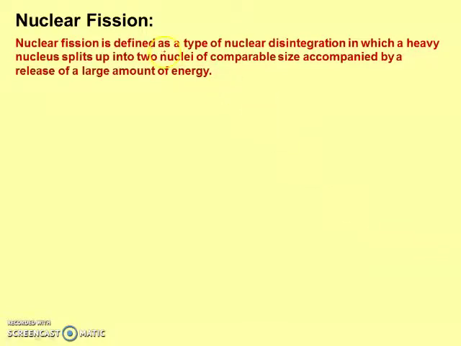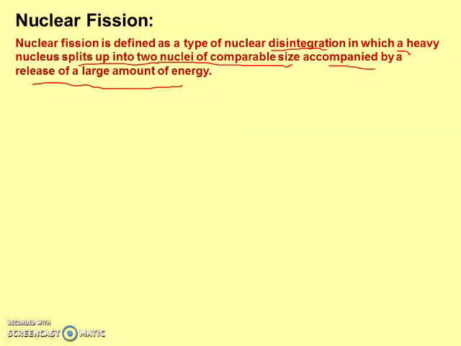Nuclear fission is defined as a type of nuclear disintegration in which a heavy nucleus splits into two light nuclei of comparable size, accompanied by the release of a large amount of energy. When the heavy nucleus splits into light nuclei, there will be the release of a large amount of energy at the cost of mass defect.